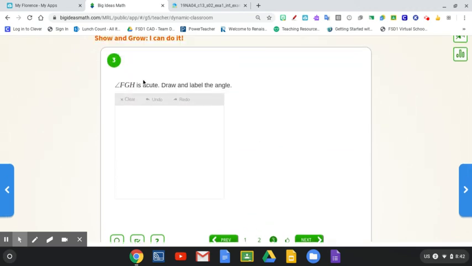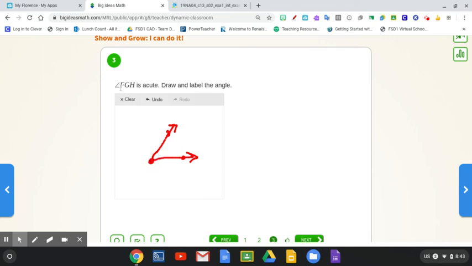So we're going to look at our directions. It says angle FGH is acute. Draw and label the angle. So we first have to draw it. Now we know it's acute. And an acute angle is less than a what? If you said right angle, you're right. So it's less than a right angle. So I'm going to draw something a little bit less than a right angle. Now remember, an angle has two rays, so we need to draw an arrow on both of our rays. Then we need a point here, a point here, and then we need our vertex or our common or shared endpoint.